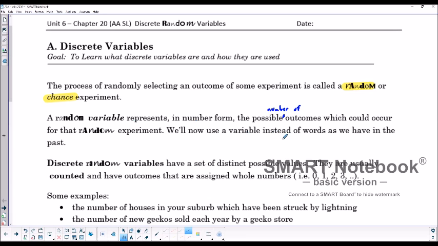And we're going to be using variables instead of words like we have in the past. So in the past, we've said the number of twos for a dice roll. But now we'll say, if we're talking about the number of twos that would come up when we're rolling dice, we would have that in the back of our mind, and we can say x, our random variable, could equal zero, x could equal one, or x could equal two. So those are all the different outcomes that could occur. And then we would do the experiment and determine what those values are.